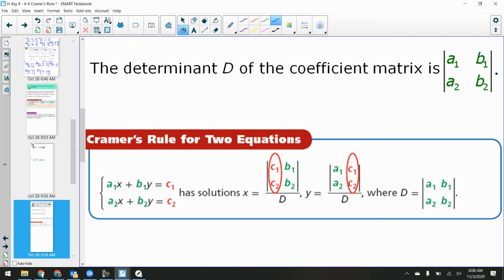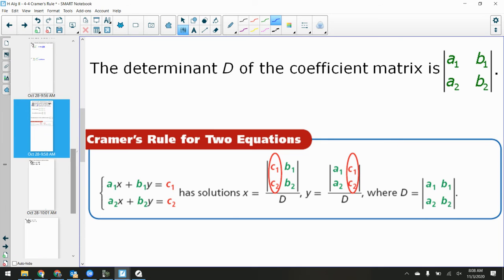And then for the y coordinate, I take the determinant of, well, I keep the x coefficients, but now I replace the y coefficients with my constants. And then I divide it by big D. I call that big D, lovingly. Now, this capital D is the determinant of the coefficient matrix. That's the determinant with nothing changed out of the coefficient matrix: A1, B1, A2, B2, and we find the determinant.